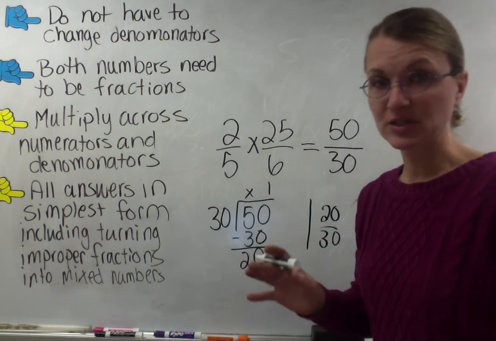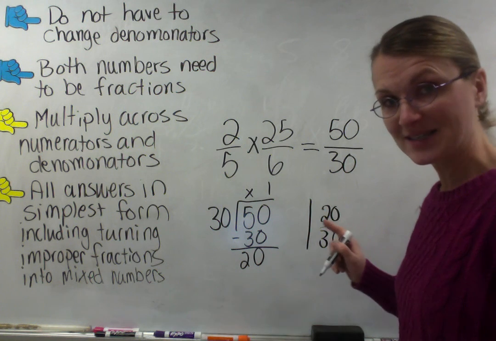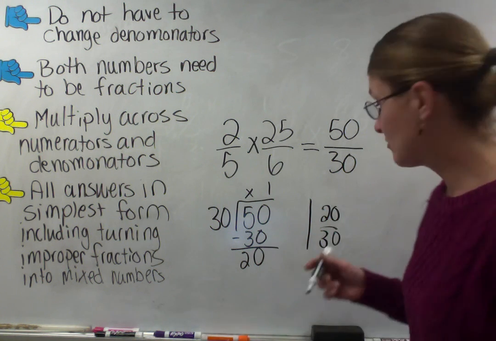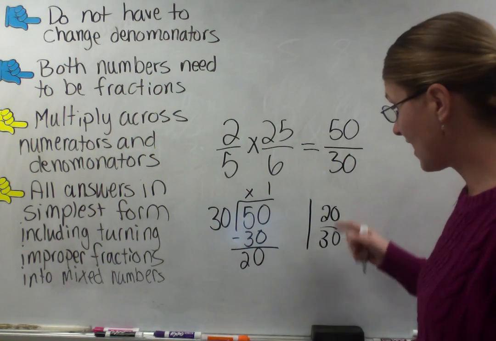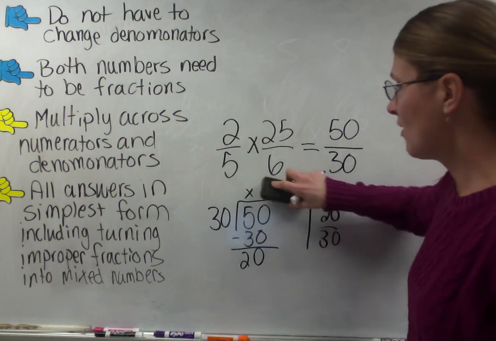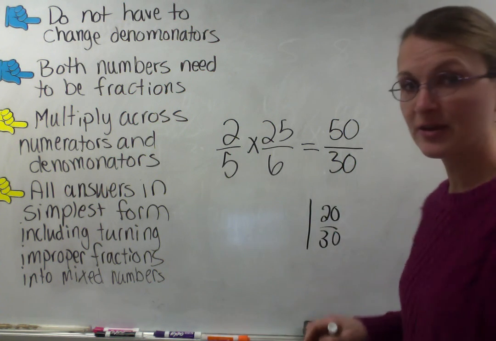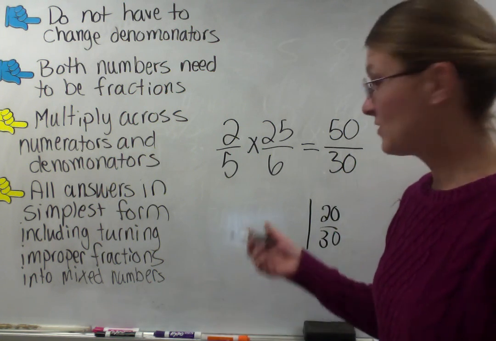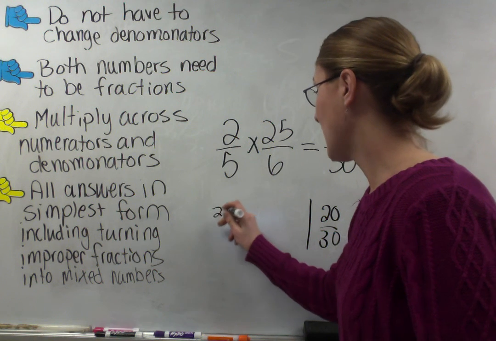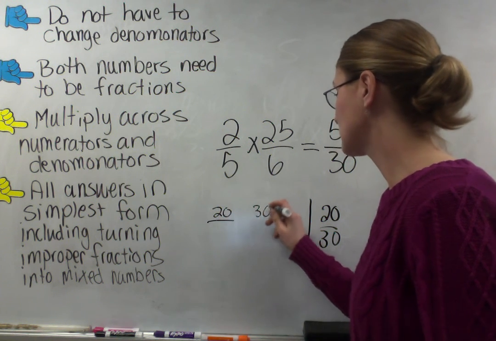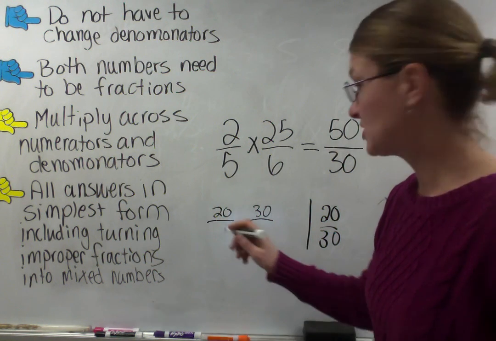The only thing I would need to do at this point is make sure the fraction itself is in simplest form. And we do that by seeing if there's a number that I can divide both 20 and 30 by. Now hopefully you know that both 20 and 30 can be divided by 10. If you weren't sure, you could list your factors of 20 and your factors of 30 and see what the biggest number they share is.